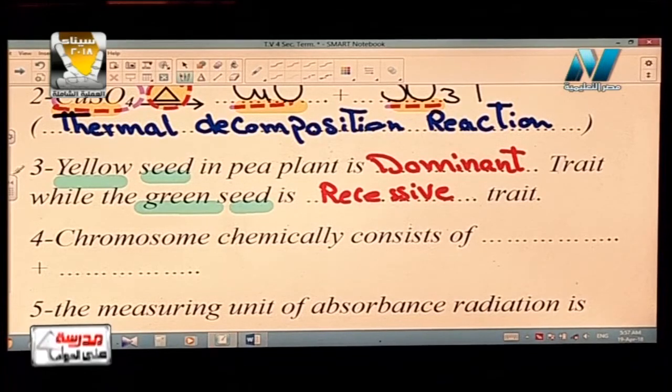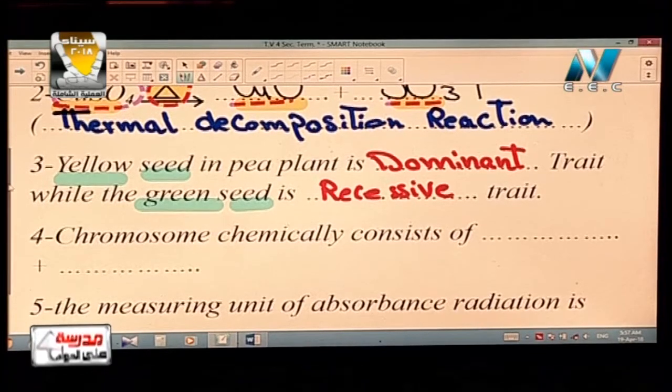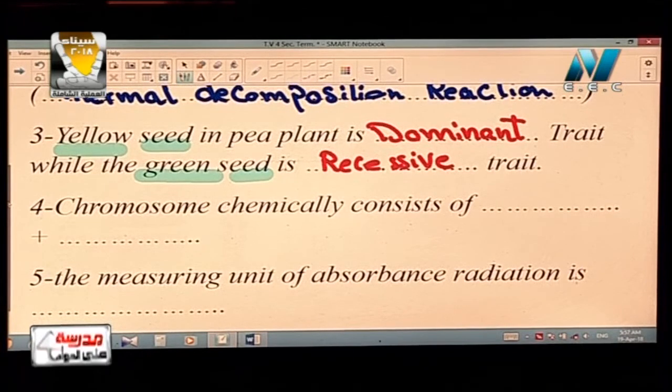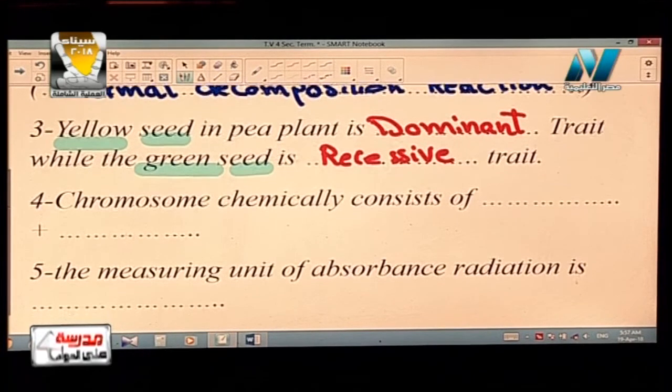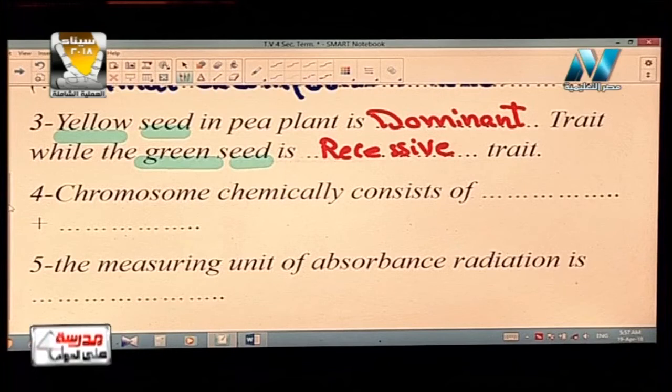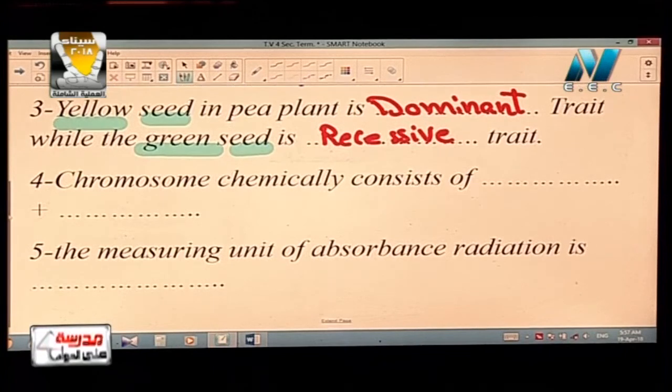Okay, we should remember the table of dominant and recessive traits in human and in pea plant. In the pea plant we have at least 7 pairs of dominant and recessive traits, and in human we have about 9 dominant and recessive traits.